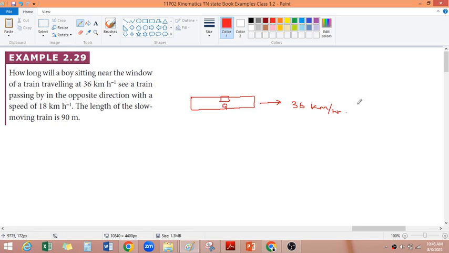So 36 km per hour means I think it will be 10 meter per second. You can do the conversion yourself, right? Multiply by 1000 divided by 3600. So it will become 10 meter per second. The length of the slow moving train is passing in the opposite direction. How long will a boy sitting near the window see the train? So that means as the train is passing, how long will I see the train? That's the question. And this is 18 km per hour, half of this, which means 5 meter per second.